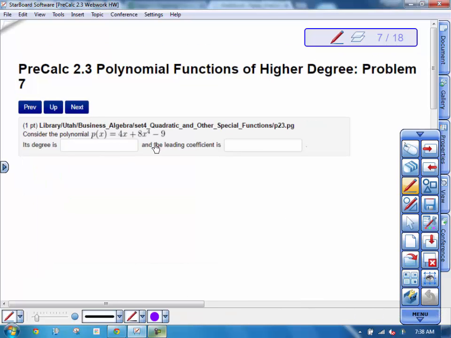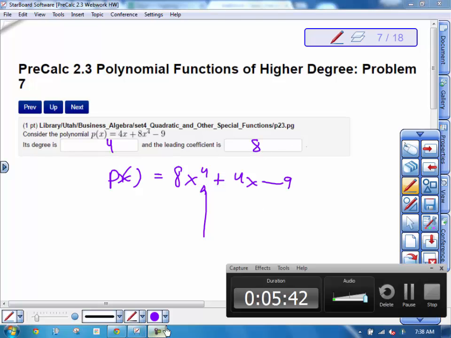All right, just some simple vocab then. This polynomial written in standard form is 8x to the fourth plus 4x minus 9, where the degree is the leading exponent, the highest exponent when it's written in standard form, and the leading coefficient is 8. So it's the fourth degree, leading coefficient is 8.